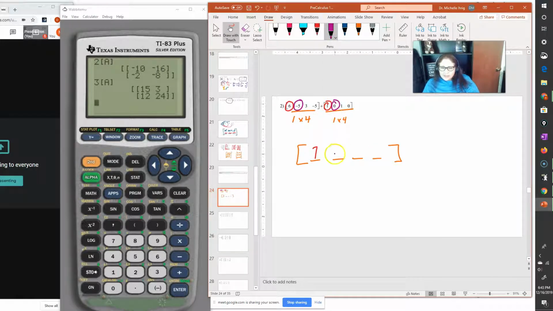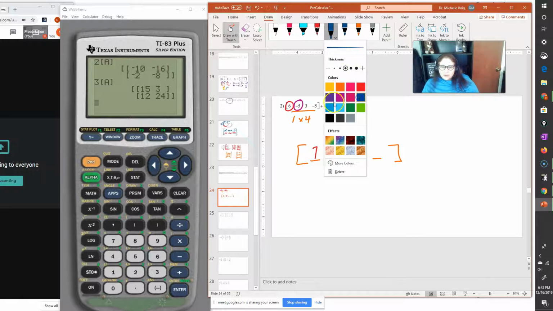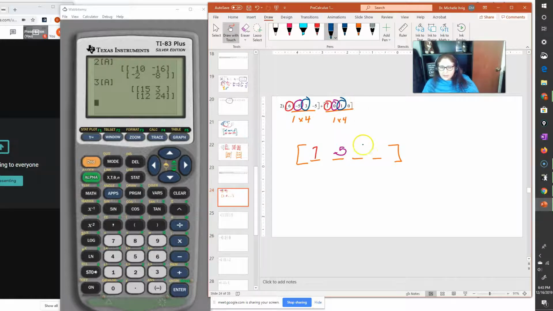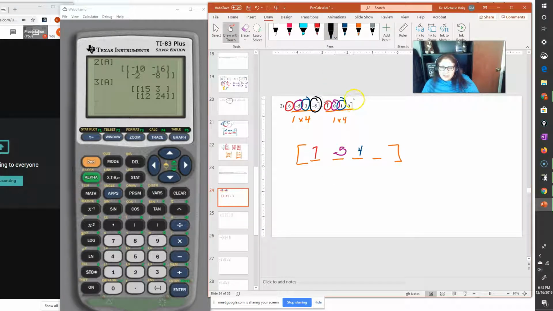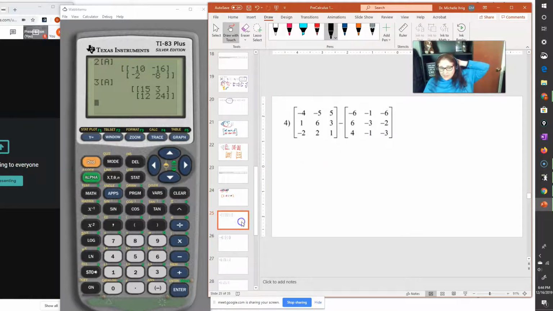-5 plus 0 is -5. 3 plus 1 is 4. And last but not least, negative 5 plus 0 is negative 5. And your answer is done, except that's a negative. It's literally that simple. Here's another example.